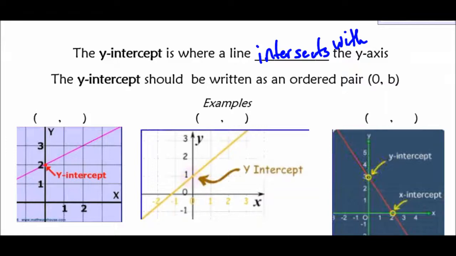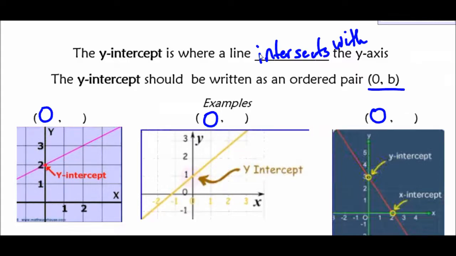And it's always written as an ordered pair. It's always written like this. The x-coordinate is always 0. I'm going to do that right away for each of these examples. The x-coordinate has to be 0 because it's lined up on this y-axis. Everywhere along that line, the x-coordinate is 0.